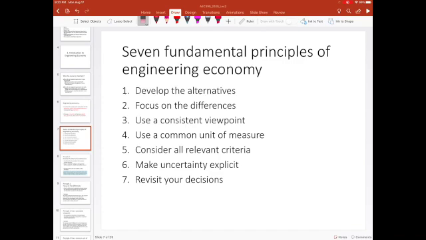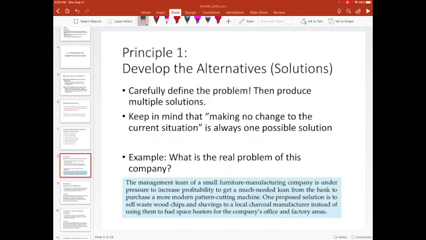And the 7 is revisit your decisions. Everything is changing nowadays, so you want to make a decision and then review it to see if it's a wise one. If not, you want to learn from it, like where you went wrong, so that you can make a better decision the next time. So these are the 7 fundamental principles. Now let's take a look at each one of them.